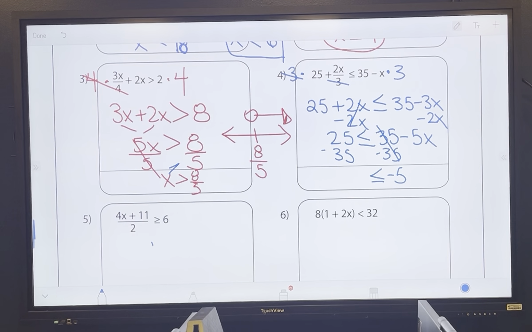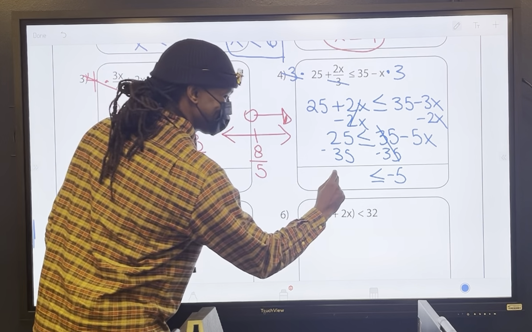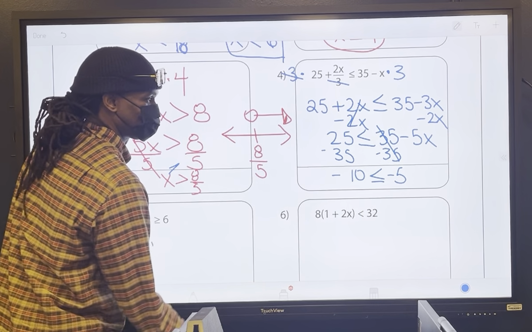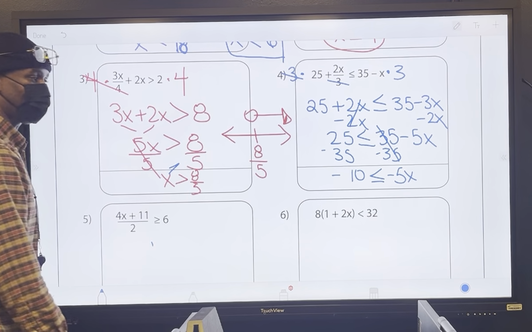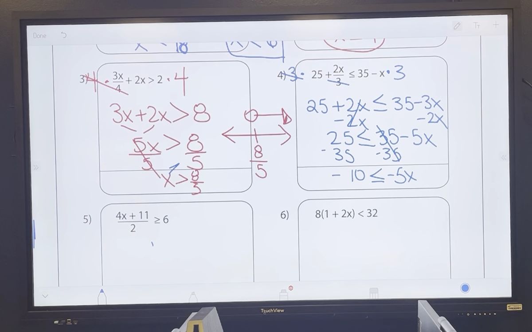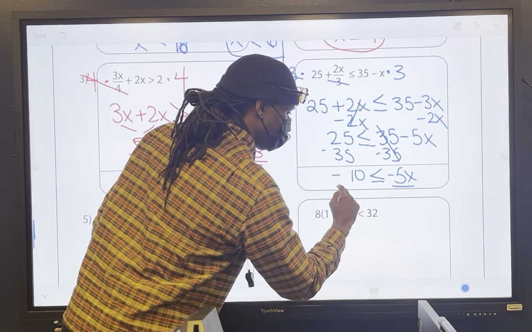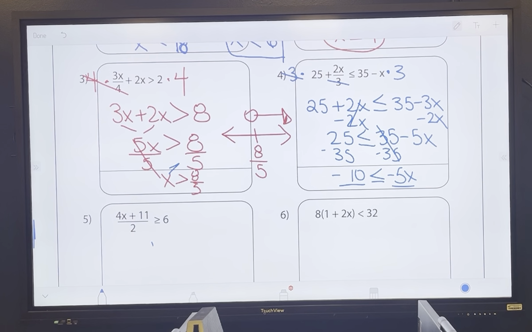Negative 10. Now I have to do what on both sides? Divide. Divide by what? Let me ask you something. Watch what happens here. What are we dividing by? Negative 5. You always divide by negative 5.